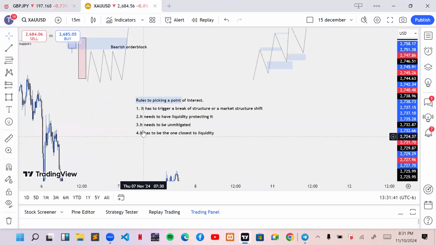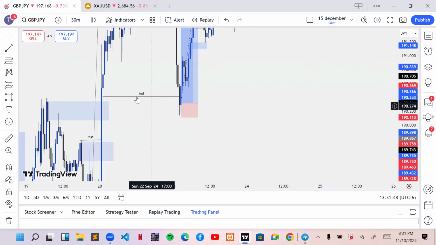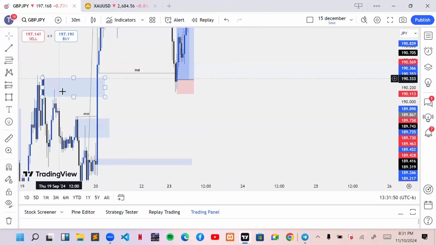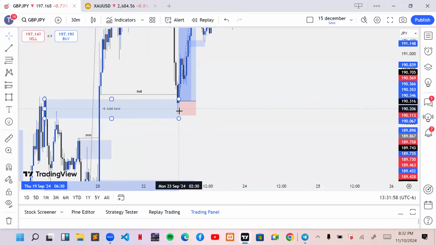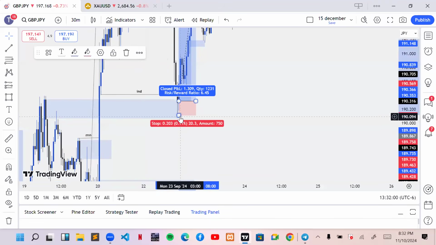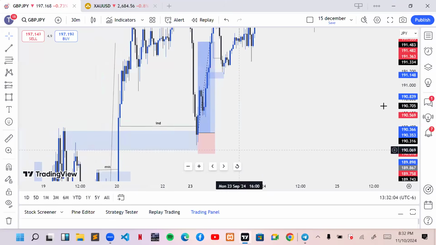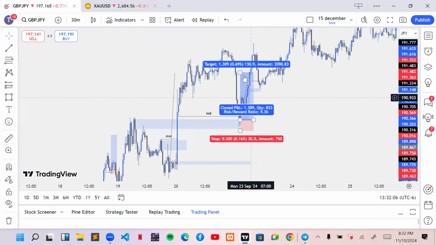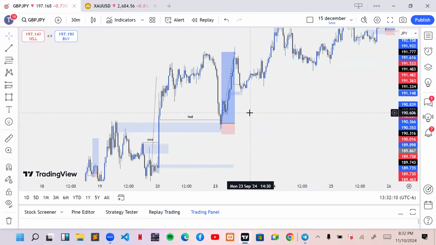The fourth rule says it has to be the one closest to liquidity. What is our liquidity in this case? Our liquidity is our inducement. Out of all these points of interest, which one is closest to this inducement? It is this breaker block at the top here. So this is where my entry for this trade was. If you take your entry, keep your stop loss at the end of the demarcation of the breaker. That is how I was able to catch this buy for this trade. TP was actually here.